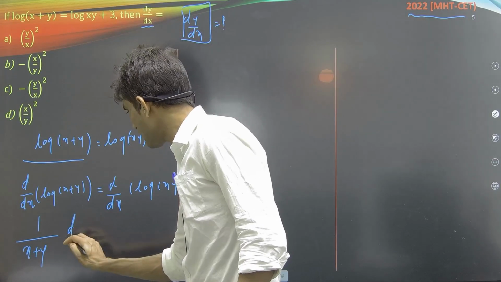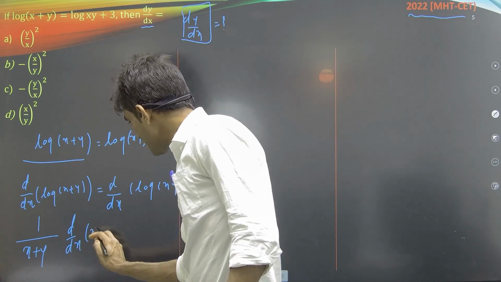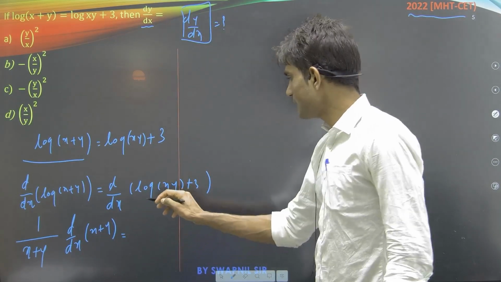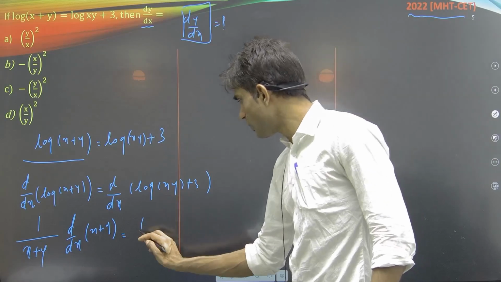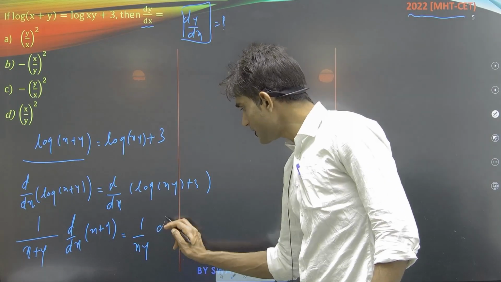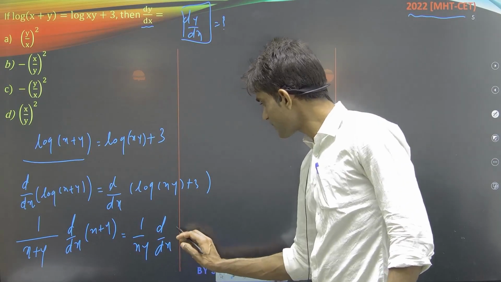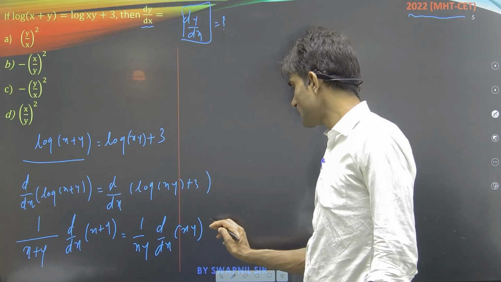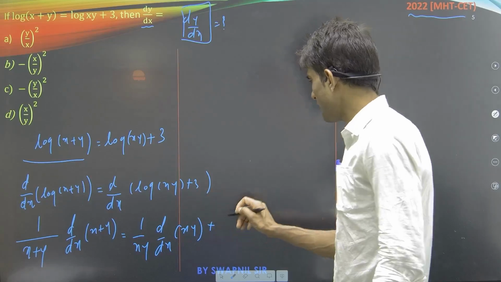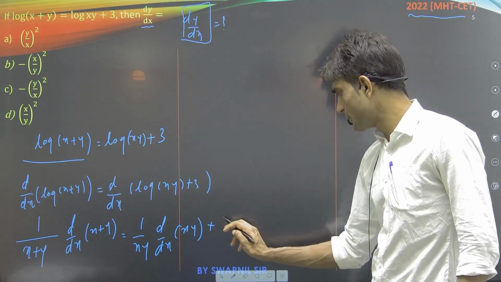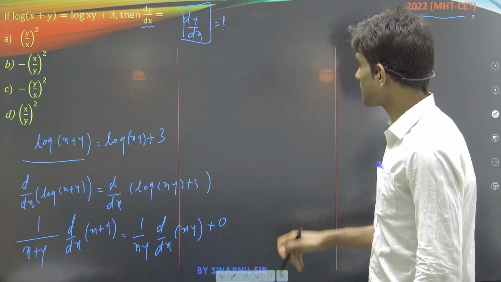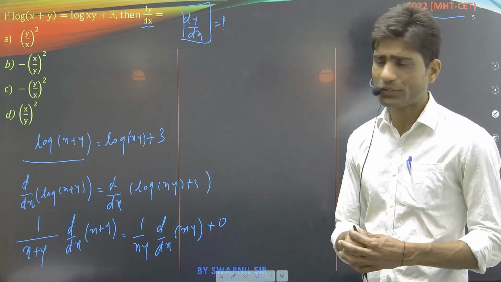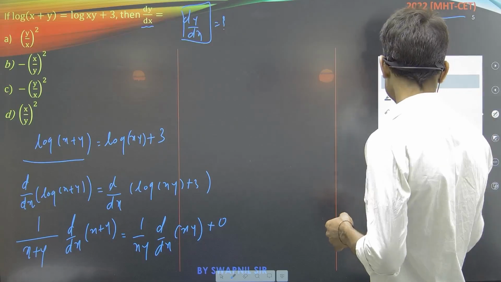So d by dx of x plus y, yes, this is the next step. In our next differentiation, log of xy has differentiation 1 upon xy, again times d by dx of xy. The constant term does not have any rate of change, so the differentiation of the constant term 3 is 0. In our next part, the differentiation of x plus y and the differentiation of xy are there. Let's go for the next differentiation.